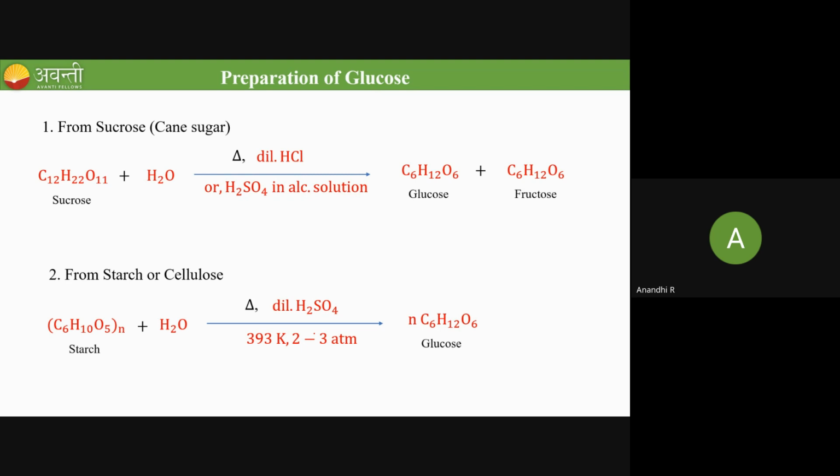Shall I go for the next slide? Are you noting down the reactions or taking screenshots? Noting? Oh yeah, that's great. Fine, fine. I'll go for the structure of glucose.